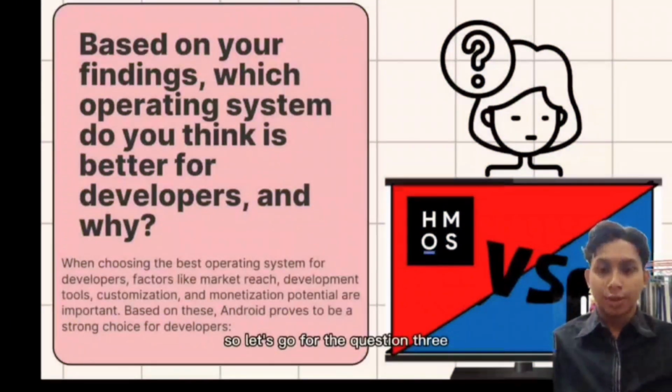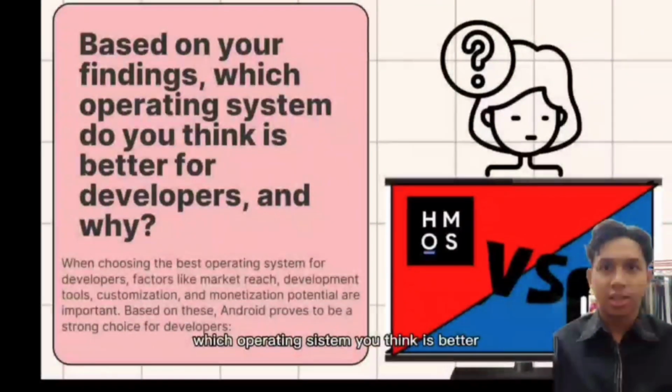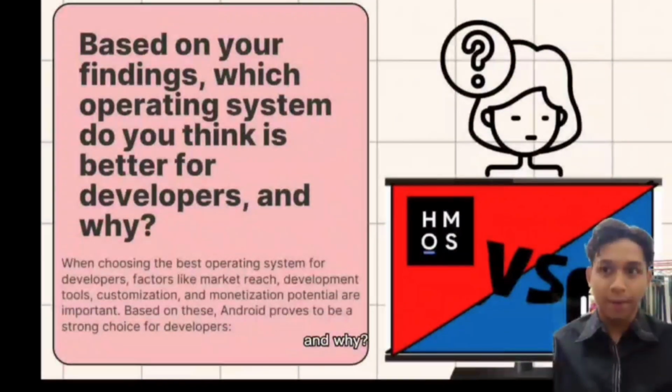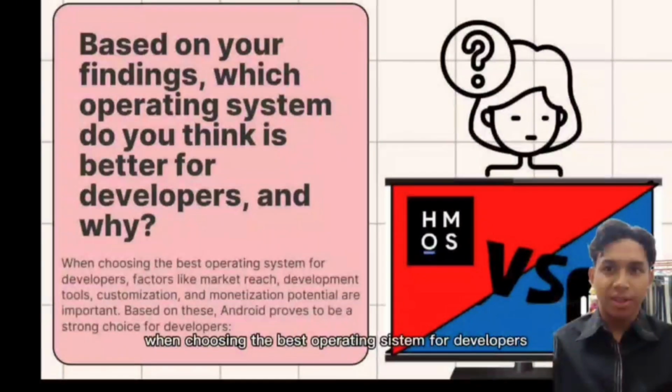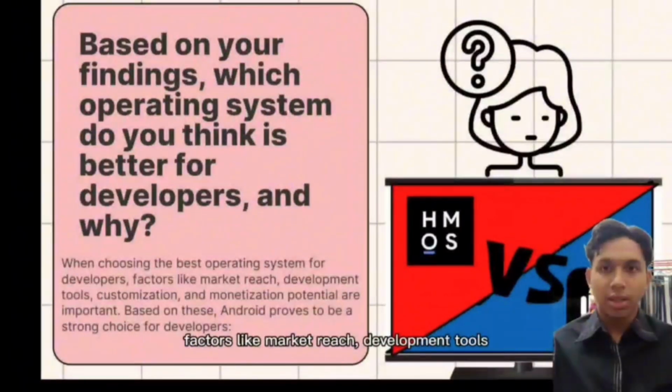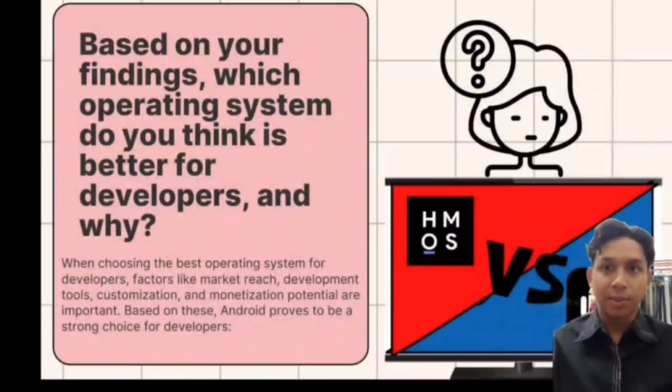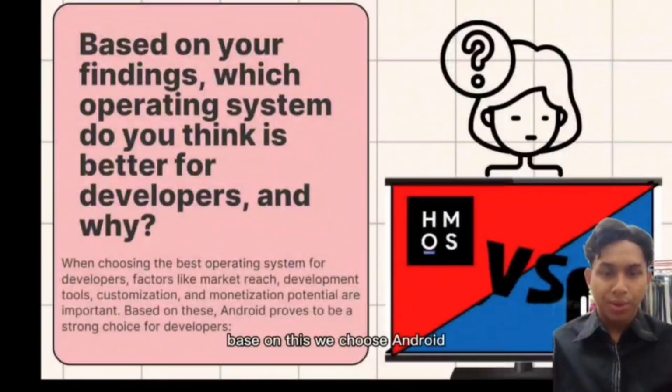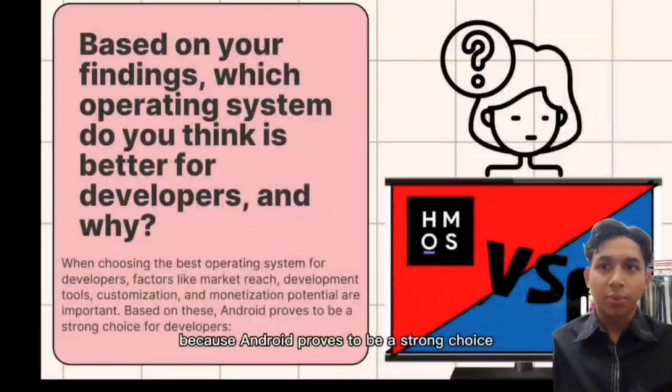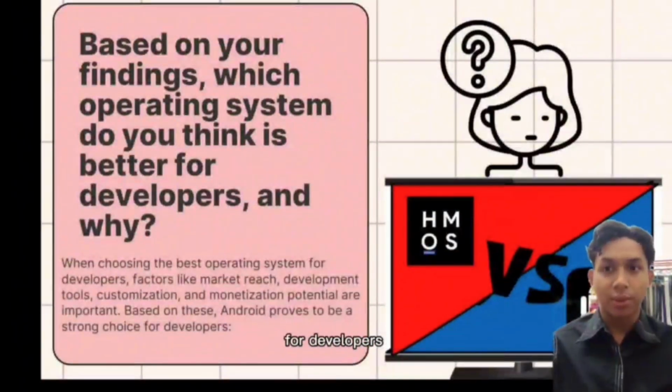So let's go to question 3. Based on your findings, which operating system do you think is better for developers and why? When choosing the best operating system for developers, factors like market reach, development tools, customization, and monetization potential are important. Based on this, we choose Android because Android proved to be a strong choice for developers.